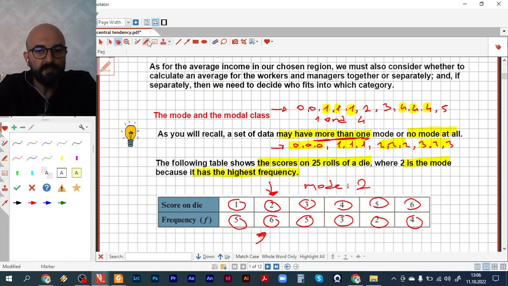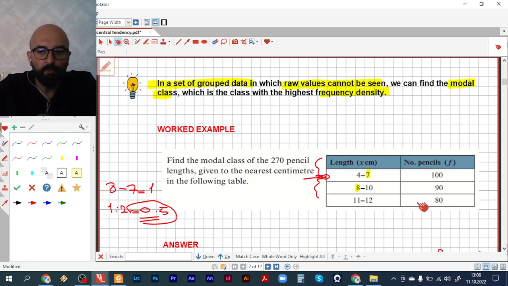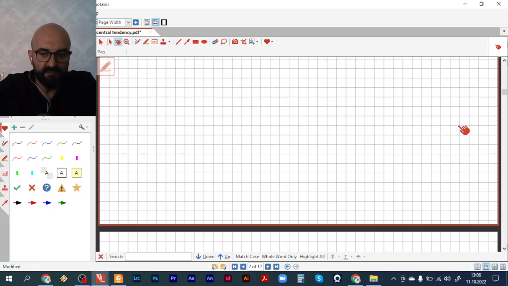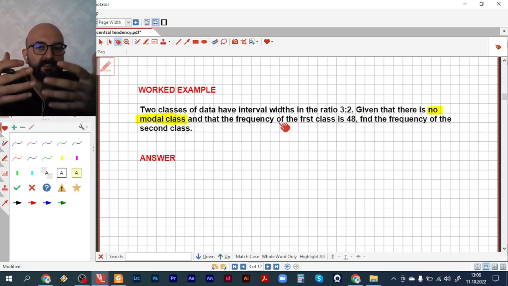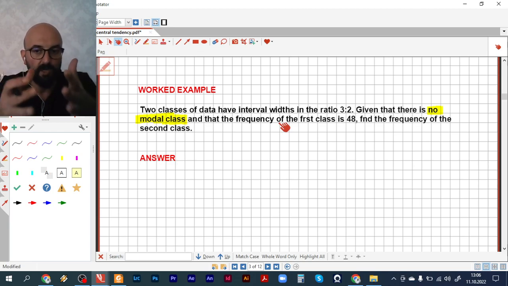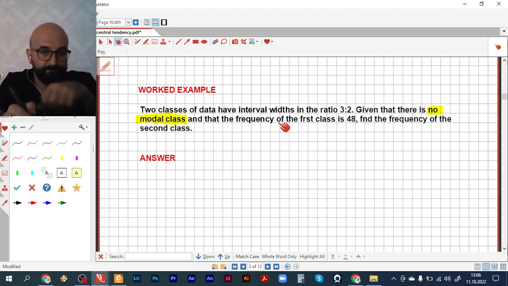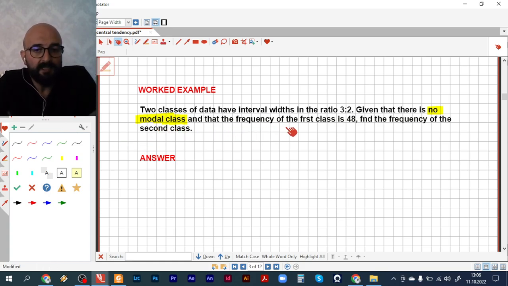If you remember, if you have no modal class, all frequency densities should be the same. So in this situation, with no modal class, all frequency densities should be the same. The frequency of the first class is 48. Find the frequency of the second class.